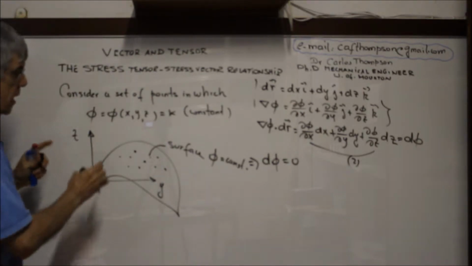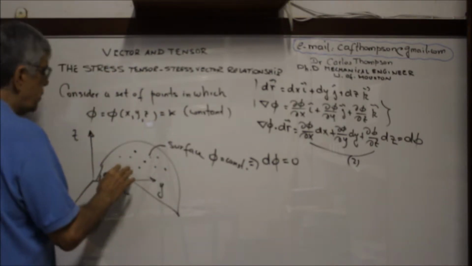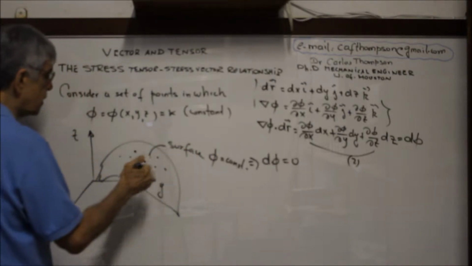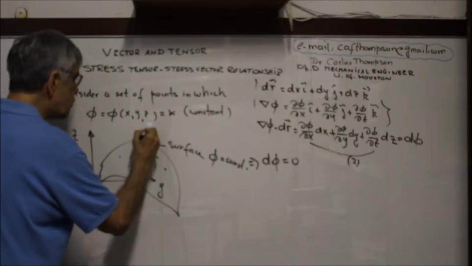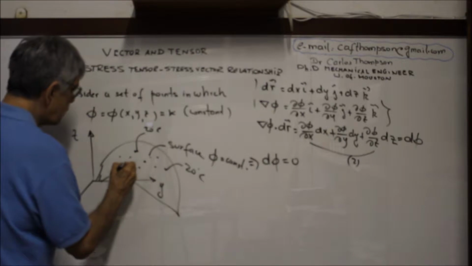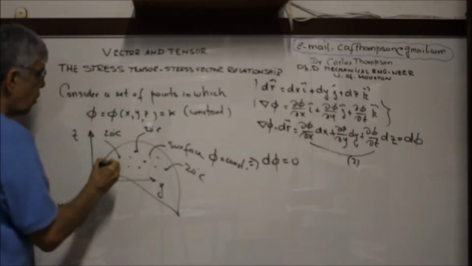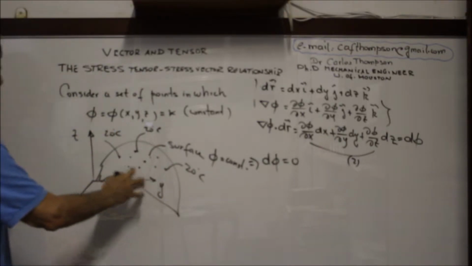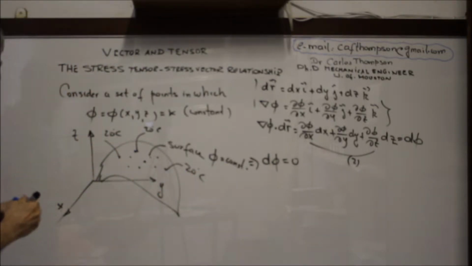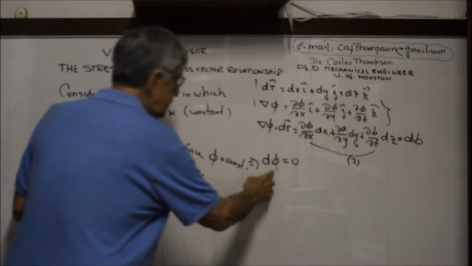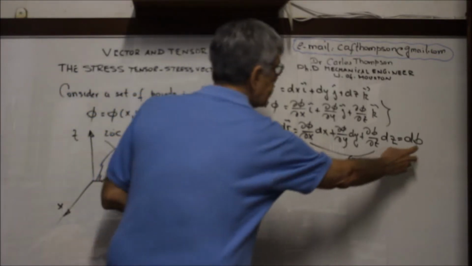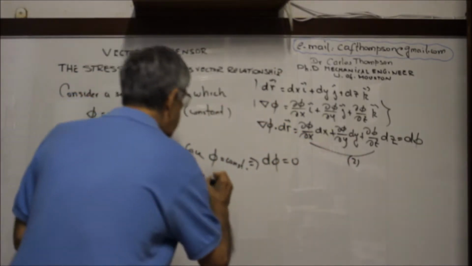Because if I consider the surface phi equal to constant, and suppose this temperature is 20 degrees, so this is 20 degrees. So the distribution of these points have the same constant phi. Now, the differential of phi is equal to 0. Let's plug in over here.